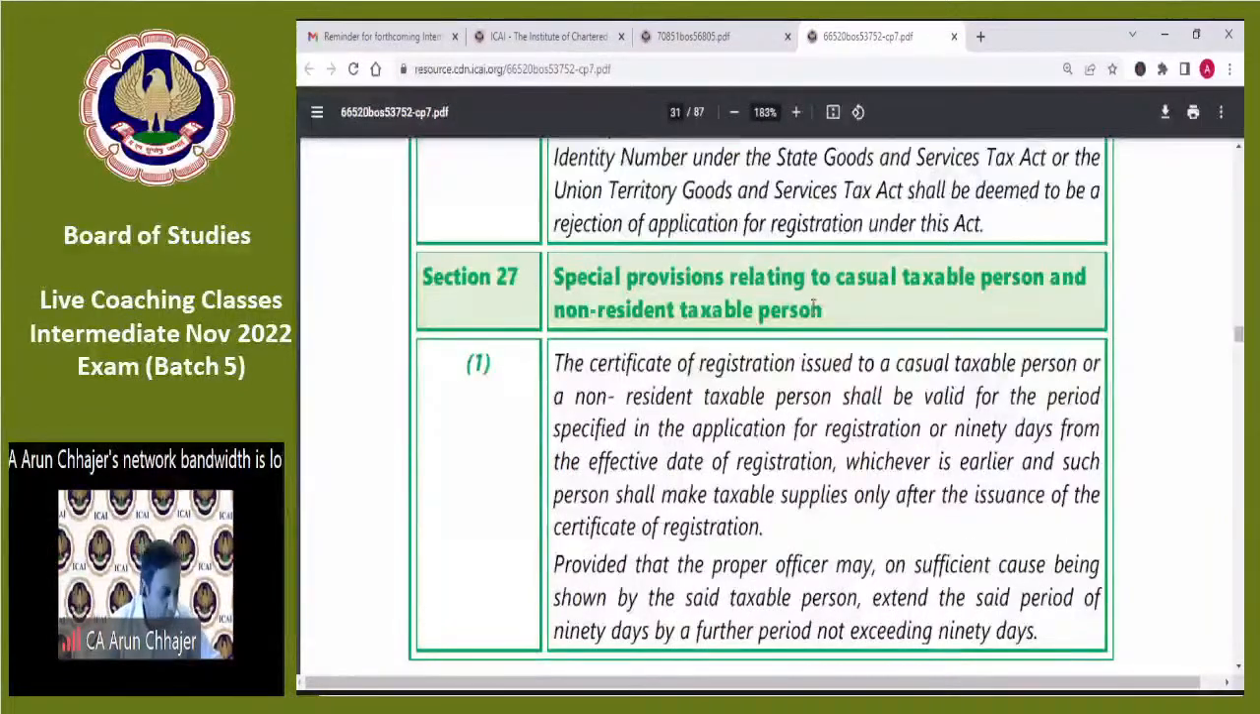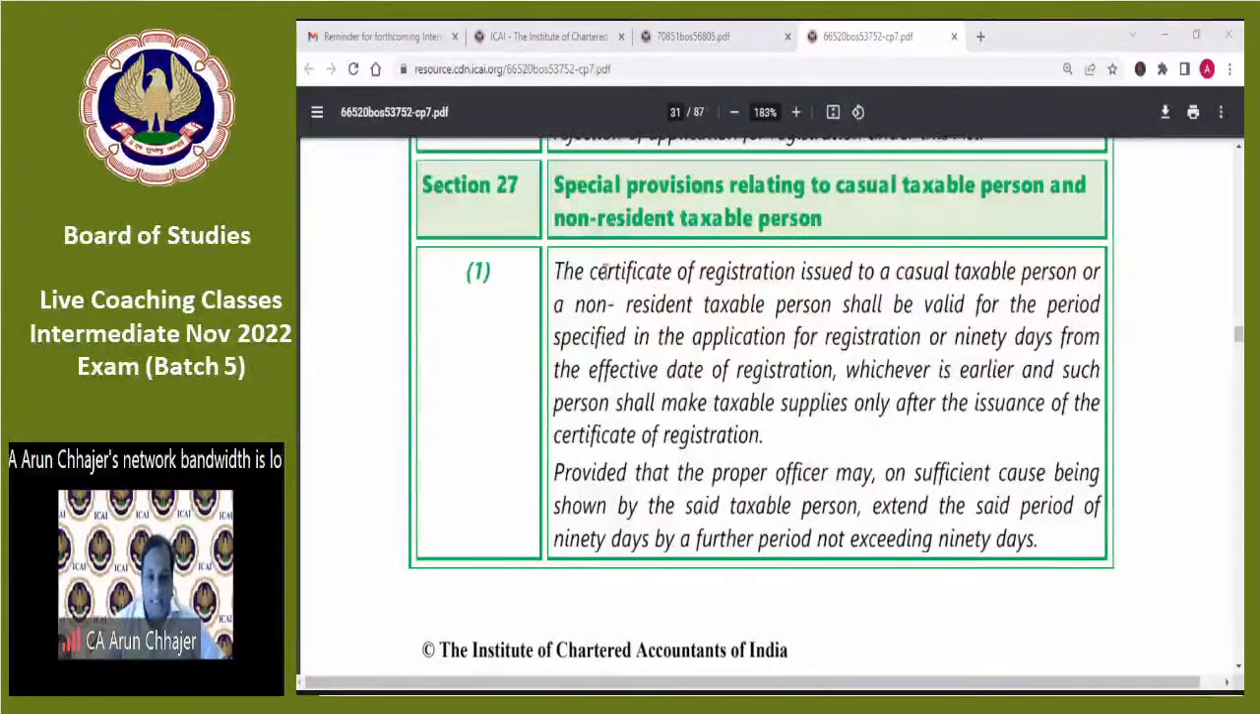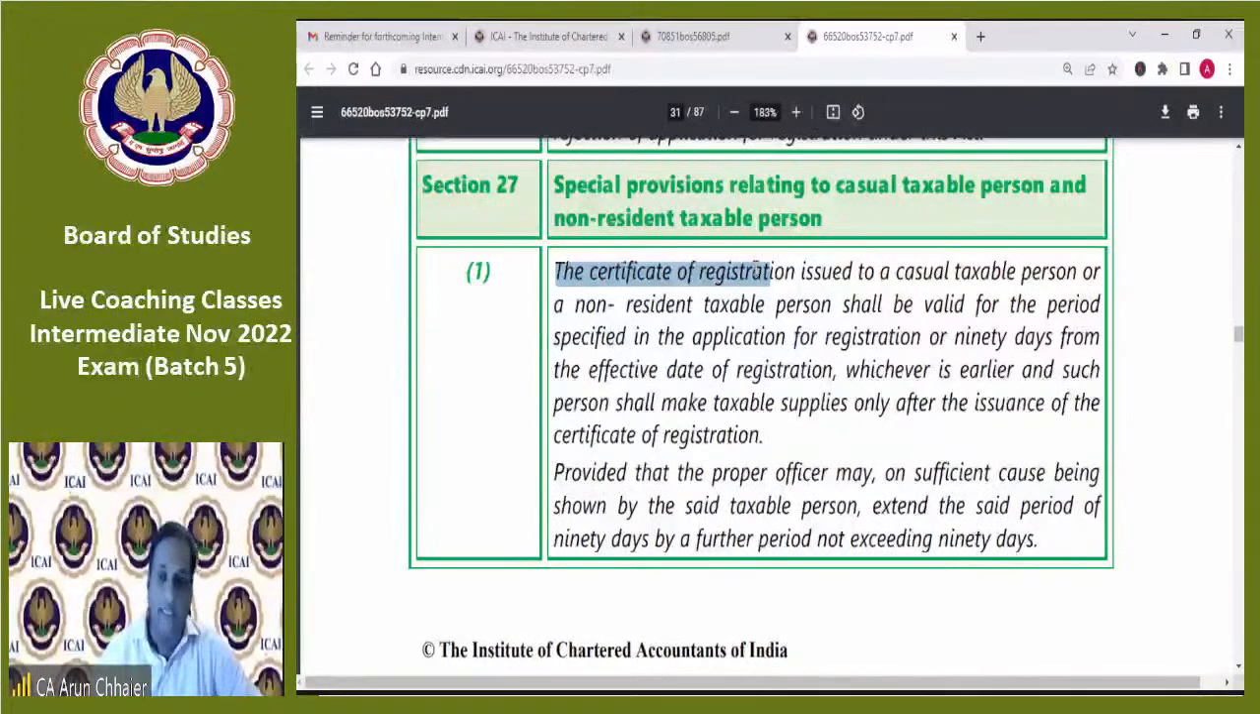Section 27. A special provision relating to the casual taxable person and non-resident taxable person. The certificate of registration issued to the casual taxable person or non-resident taxable person. Let me talk about certain points for the casual taxable person; almost the same provisions are there for the non-resident taxable person.